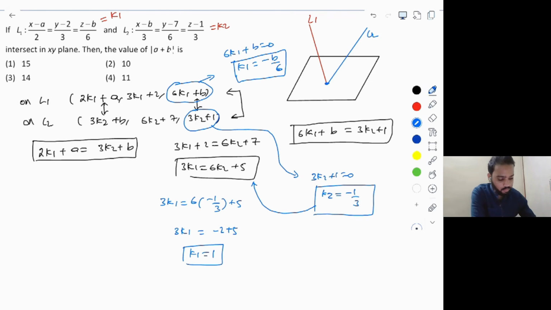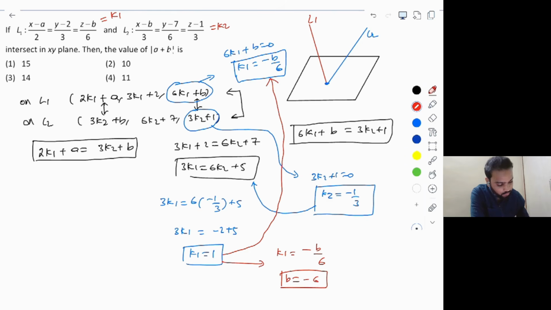So we have solved for k1. I can take this k1 equals 1 and put it in the condition that we just got, that k1 equals minus b by 6. But k1 equals 1 implies b equals minus 6. So successfully we have found one of the required values.